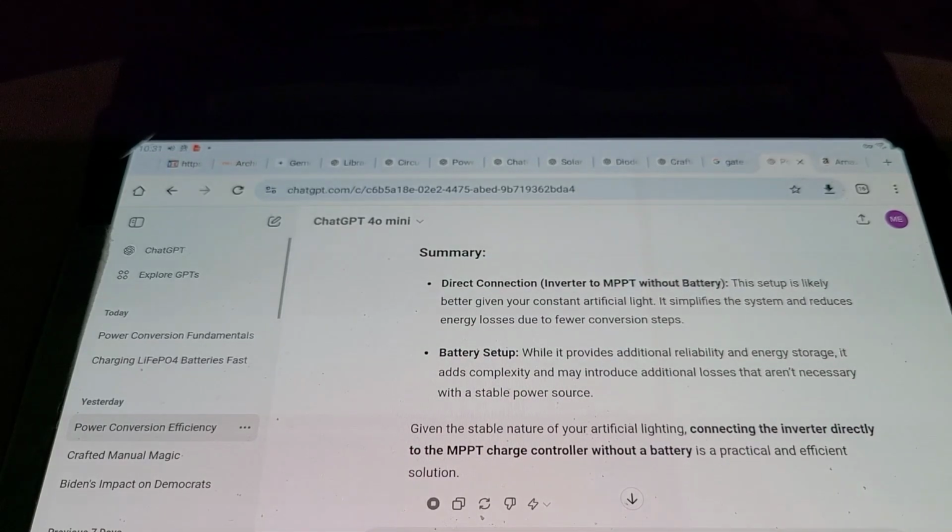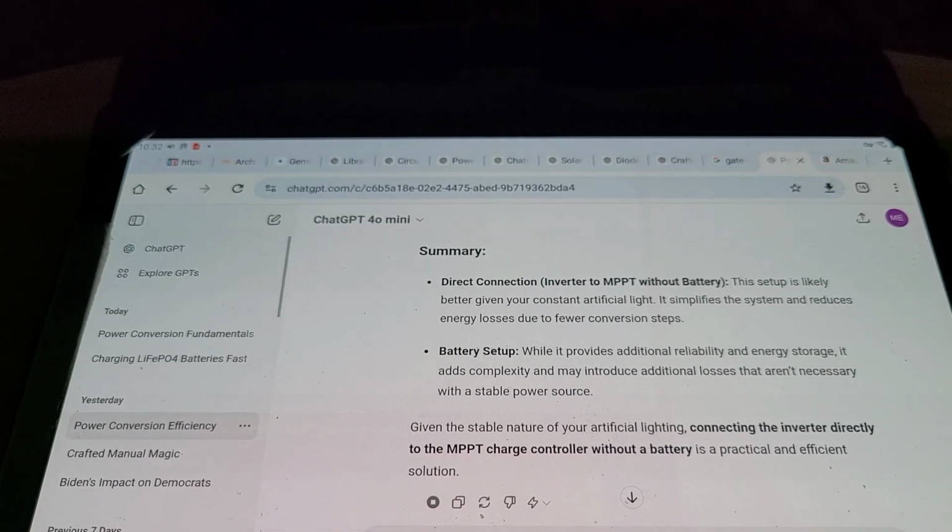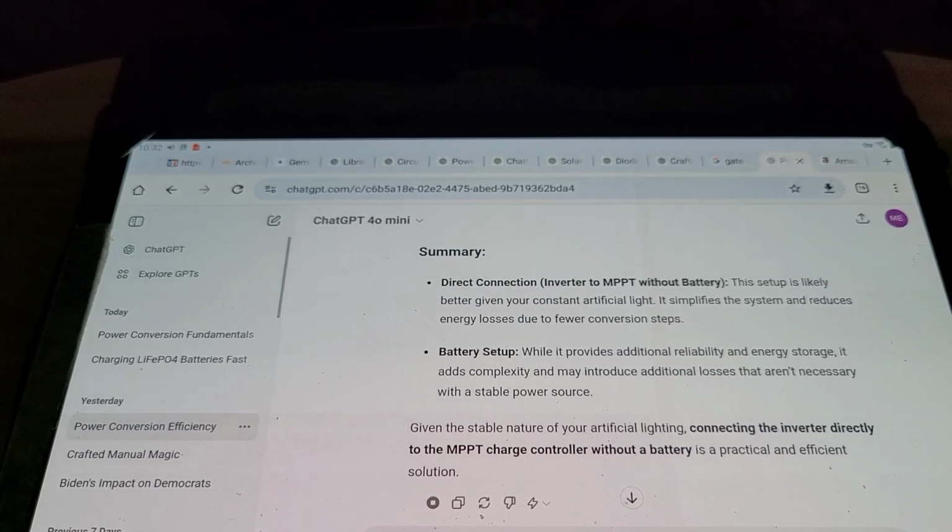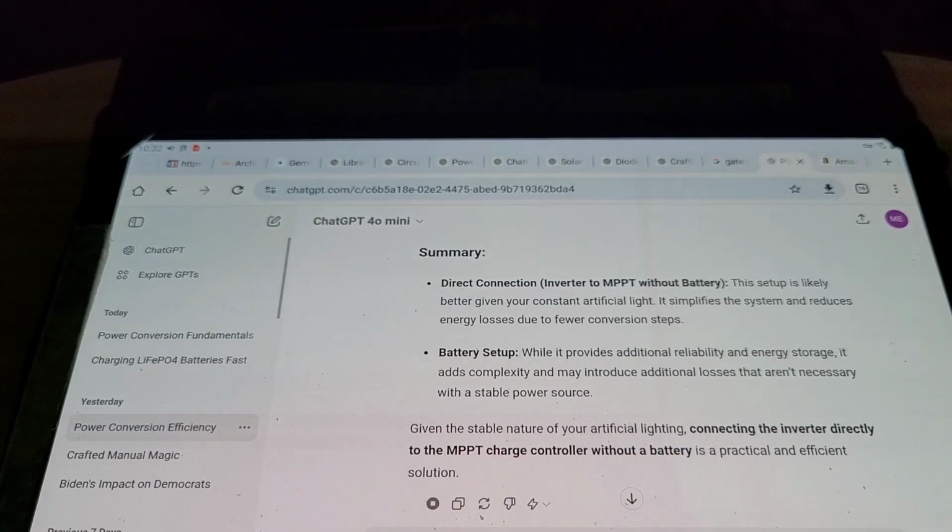Summary: direct connection, inverter to MPPT without battery. This setup is likely better given your constant artificial light. It simplifies the system and reduces energy losses due to fewer conversion steps. Battery setup: while it provides additional reliability and energy storage, it adds complexity and may introduce additional losses that aren't necessary with a stable power source. Given the stable nature of your artificial lighting, connecting the inverter directly to the MPPT charge controller without a battery is a practical and efficient solution.